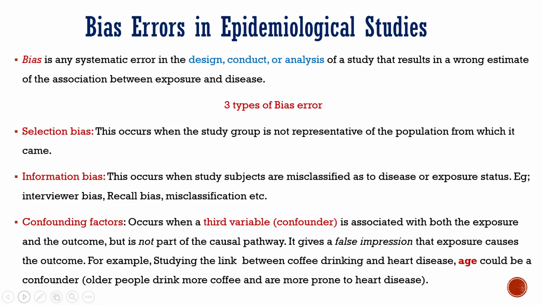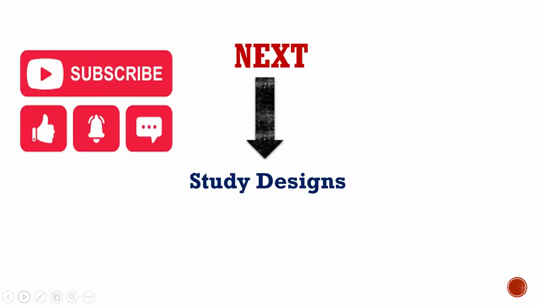So when we are asked the three types of bias error, we have the selection, we have the information, and we have the confounding factors. In our next discussion, we're going to be looking at study designs.